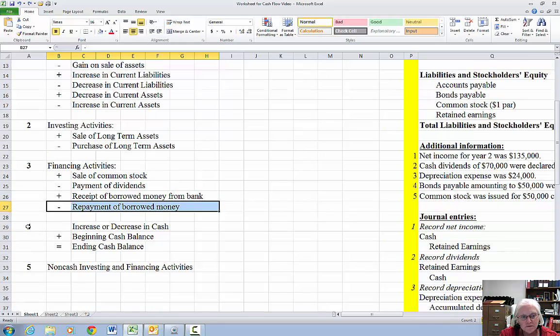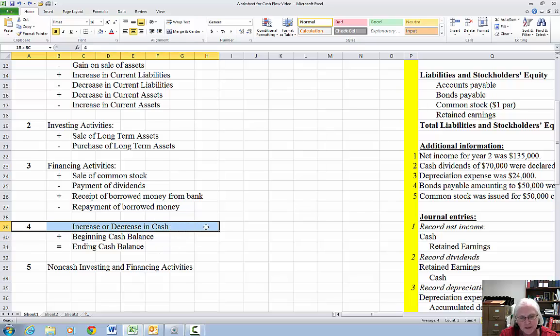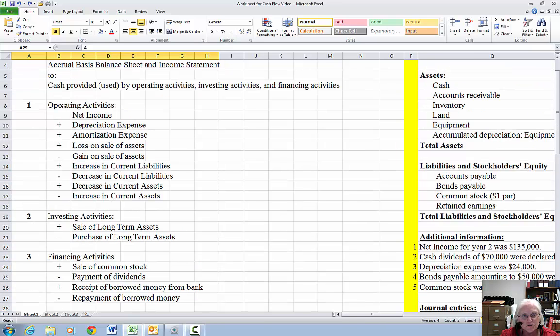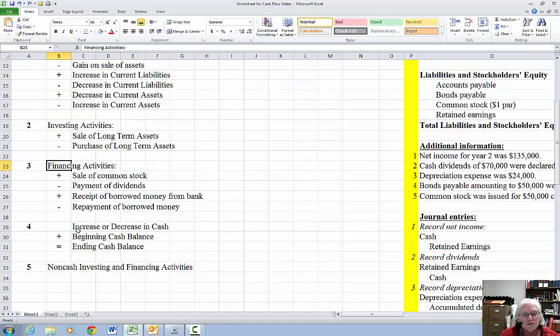Step 4, the fourth piece of the statement of cash flows, is a cash reconciliation area. And here, once you combine your answers for operating, investing, and financing, that will tell you whether your cash increased or decreased.